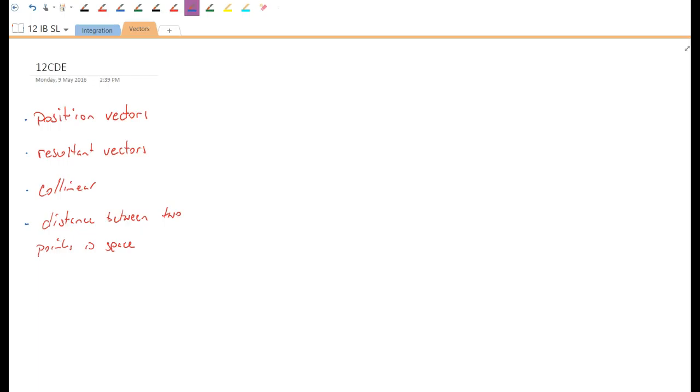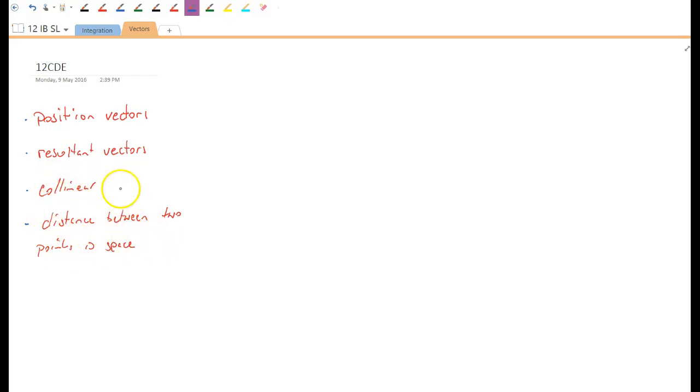Right, now on with vectors and the next few sections, and I've just got a little summary here of where we're heading. So position vectors, resultant vectors, what collinear means, and also then the distance between 2 points in space. We're going to cover all these areas if we can.